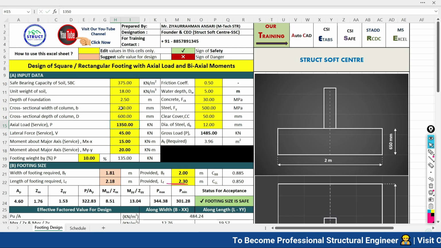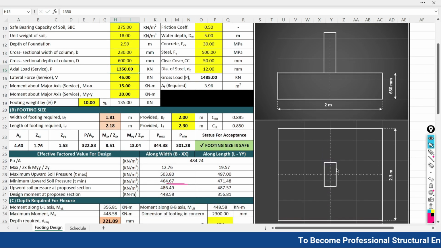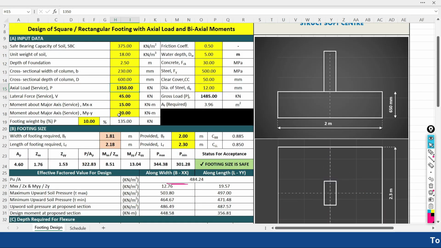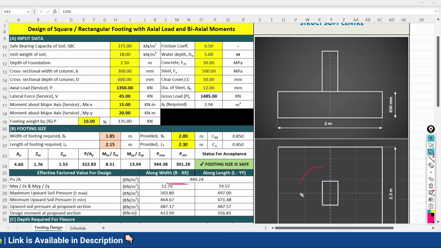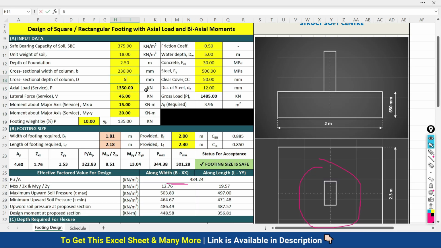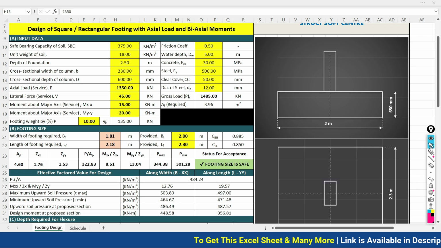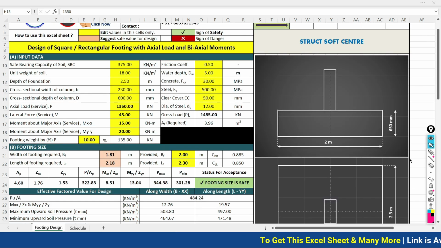Whatever size of the column you define, accordingly your figure is going to update here. Suppose I define the size of the column as 300 by 600 in mm. As you can find here, the figure is now updating accordingly. And if the size of the column is 230 by 600, accordingly the figure is going to update here. So based on your input data, your figure is going to update.